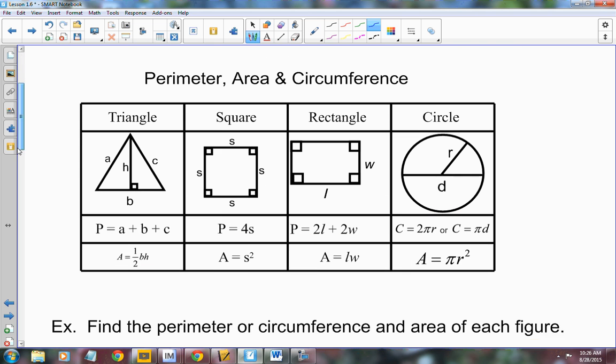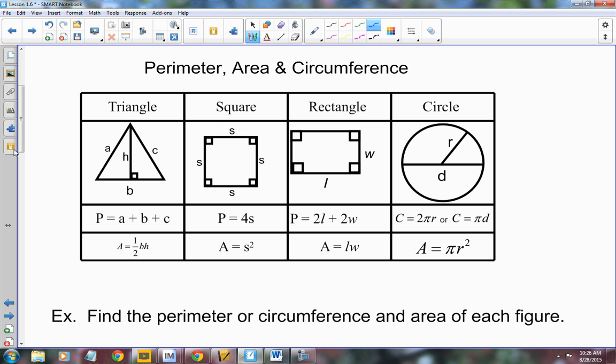Now let's talk about these formulas. Okay, I'm pretty sure you've used these before. Triangle, for perimeter, you just add up the sides. Okay, let's see. Area is half base times height. You might have used base times height divided by 2. That's the same thing.